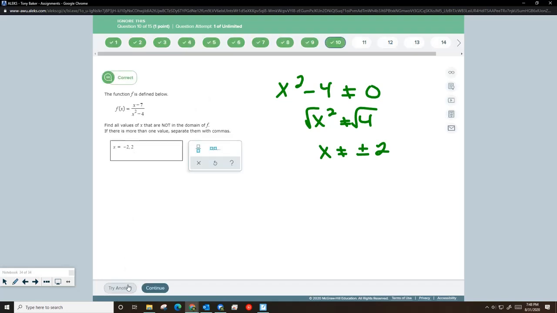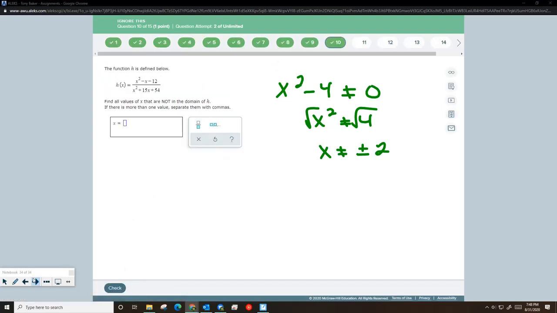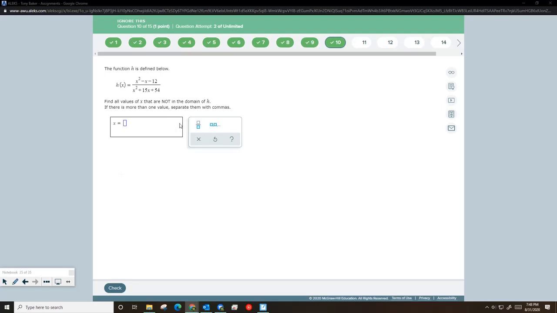I'm going to do one more of these because there's one other problem that can come up. So now this one, same concept. We're not looking at the top at all, because when we're looking for domain, all I really care about is the restrictions. And in this case, the only restrictions are on the bottom. So I've got x squared plus 15x plus 54 cannot equal 0. So now you have to factor.